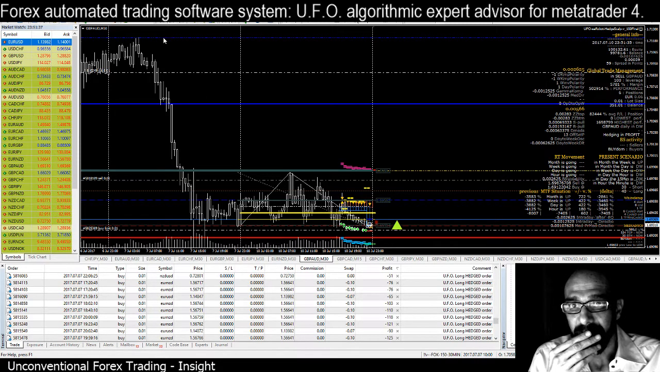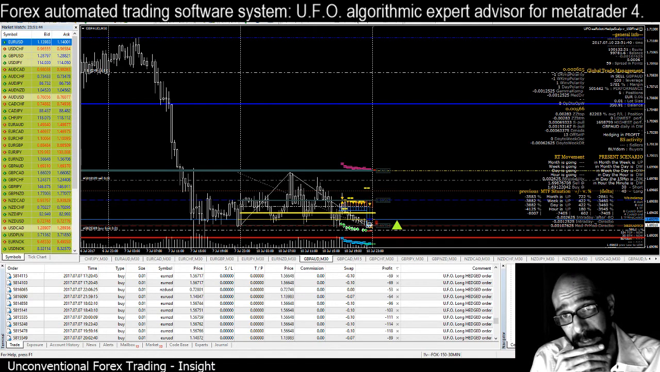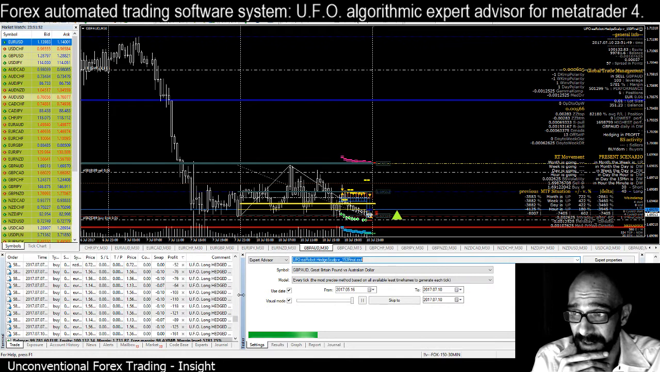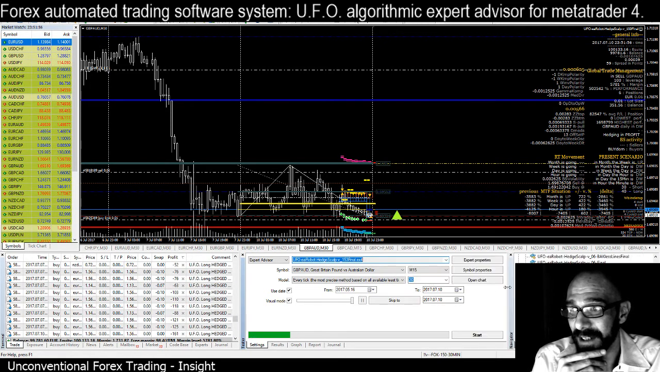Let me do a little thing, because I received some emails asking me about showing some backtesting. There are certain things that can be backtested, other things that can only be live tested anyway. Let me just show you how it works.